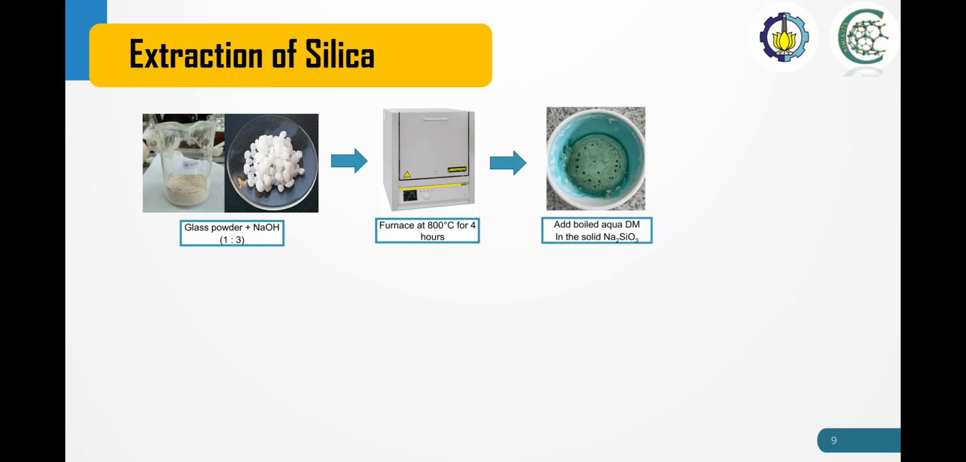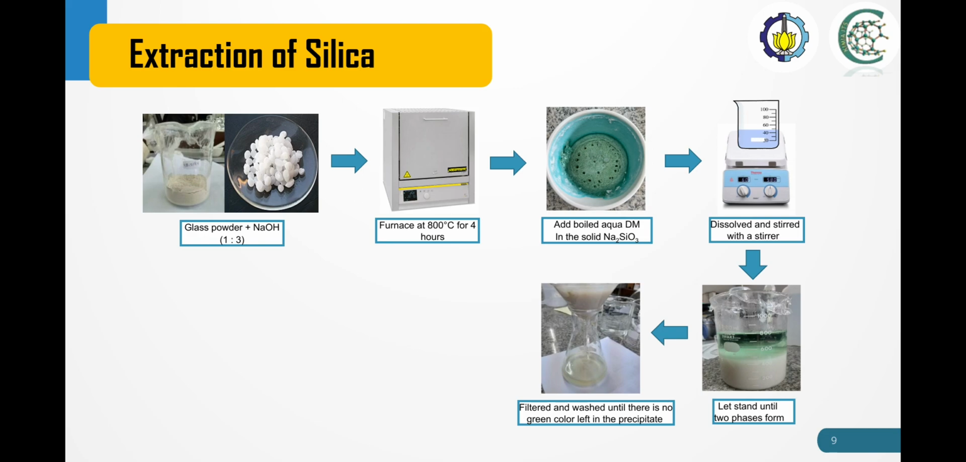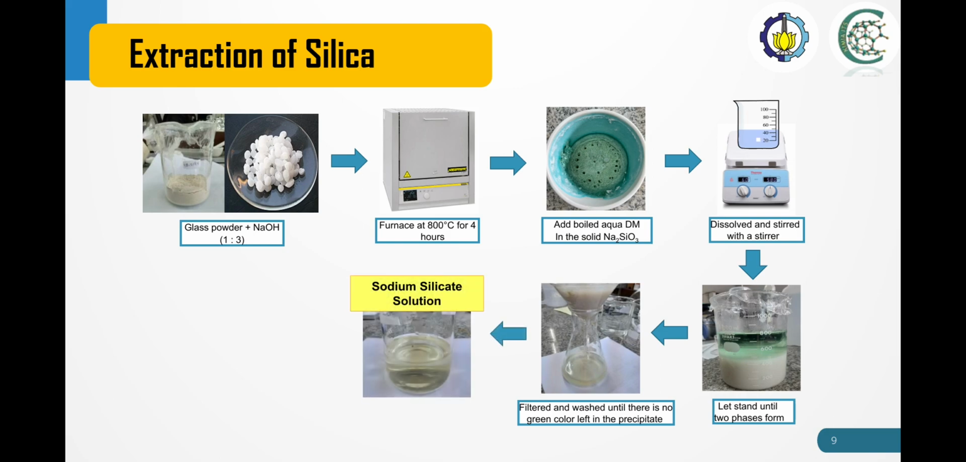And the process of extraction of silica. Glass powder plus sodium chloride by comparison 1 to 3 will be furnaced at 800 for 4 hours, and then add boiled aquadest to the solid Na2SiO3, and then dissolve and stir with a stirrer, and let stand until two phases form, and filter and wash until there is no green color left in the precipitate and become sodium silicate solution.